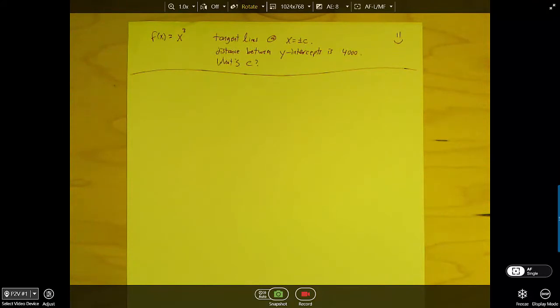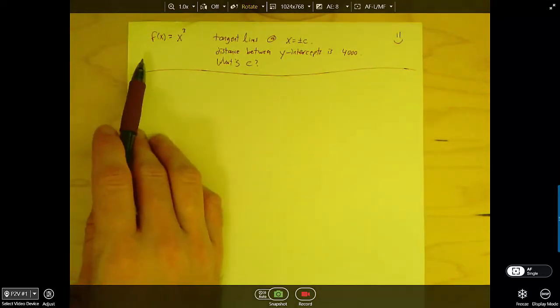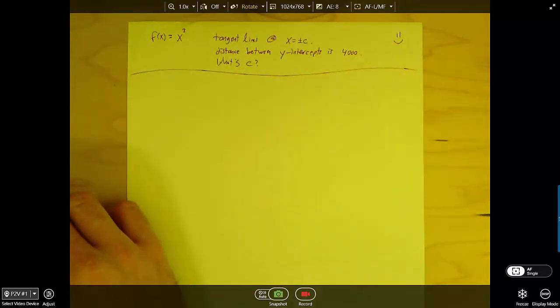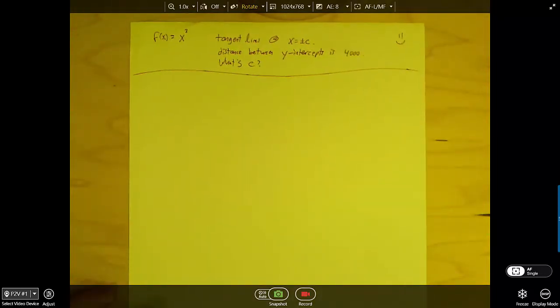Everybody, I wanted to walk through two possible approaches you could use to one of the more difficult test questions on our last test. Here with the question, we have the curve x cubed, and there are tangent lines to that curve at x equals plus and minus c, where c is just some real number. And those tangent lines have y-intercepts, and the distance between their y-intercepts is 4,000, and the question is what c value will make that happen.